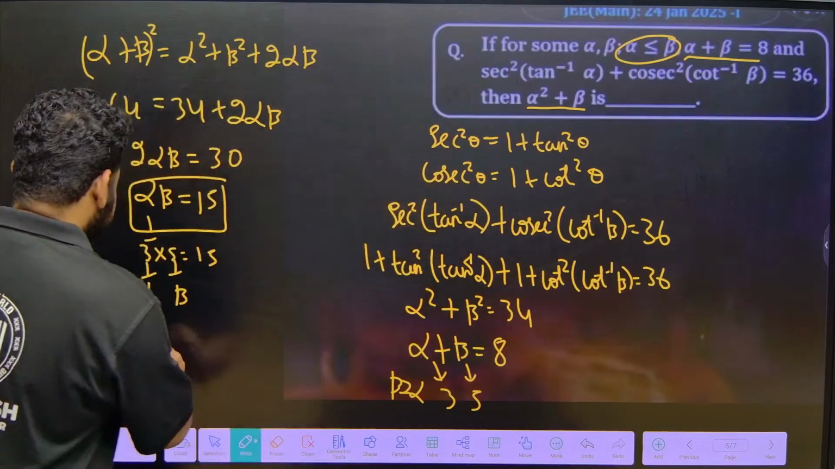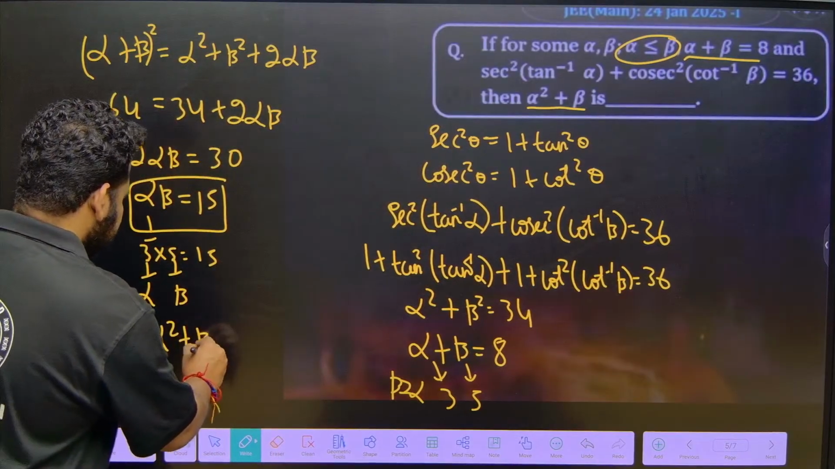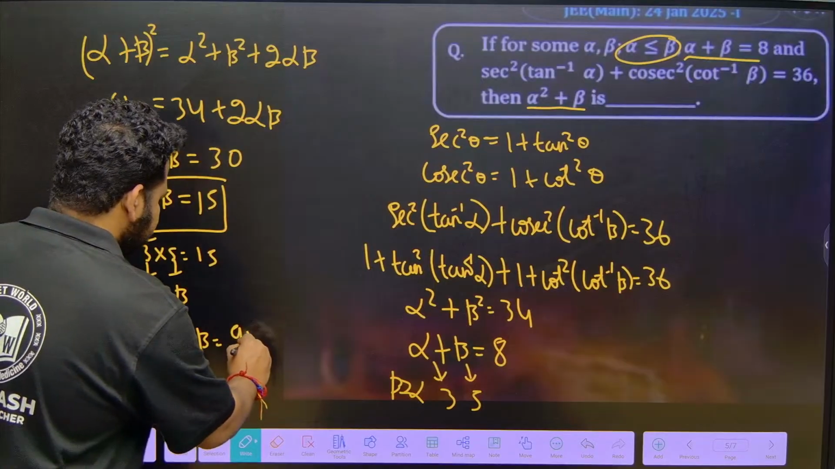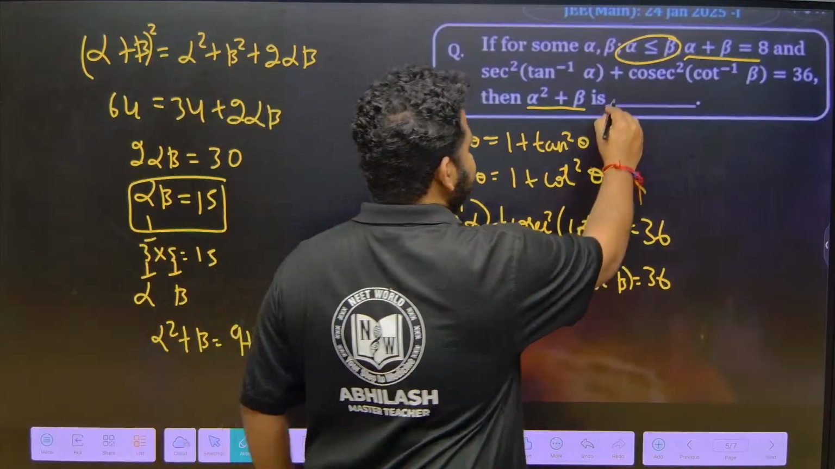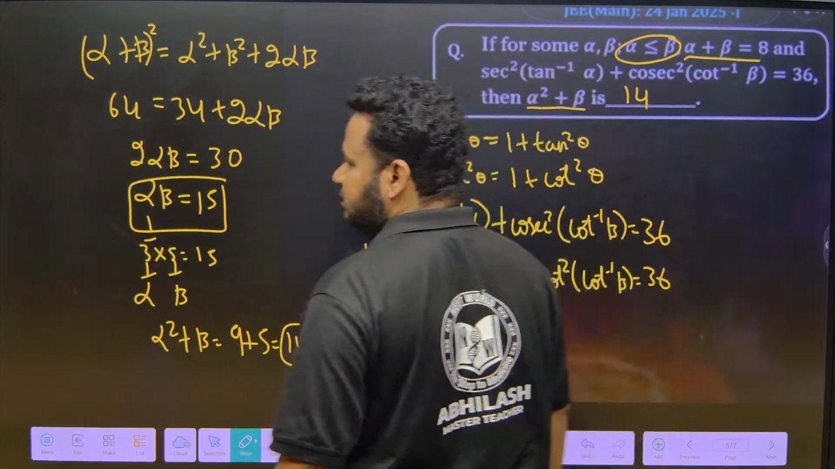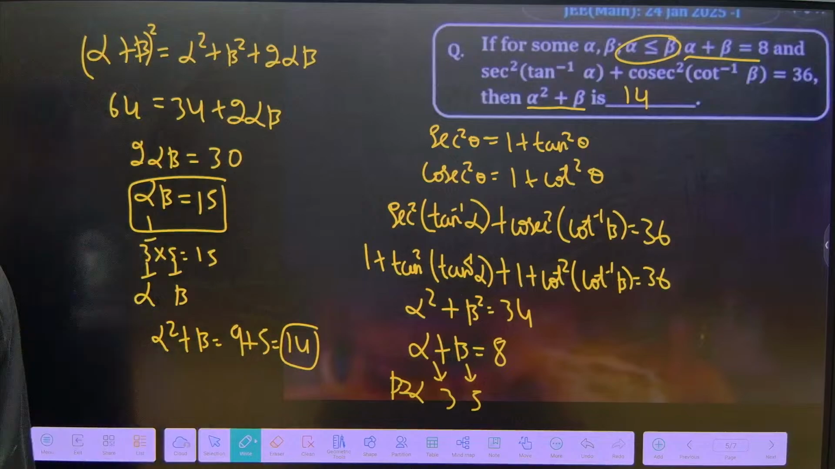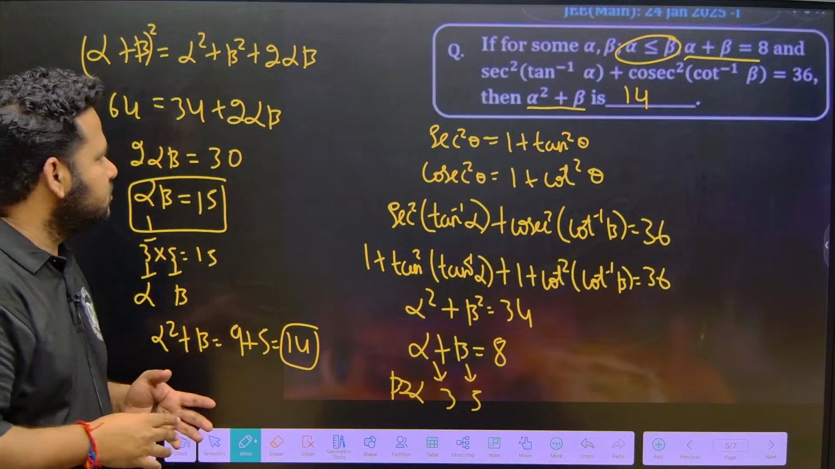So alpha square plus beta is nothing but equal to what? Alpha square is 3 square, that is 9, plus 5, that will be equal to 14. So the right answer to this question is 14, friends. Clear? So very simple question.